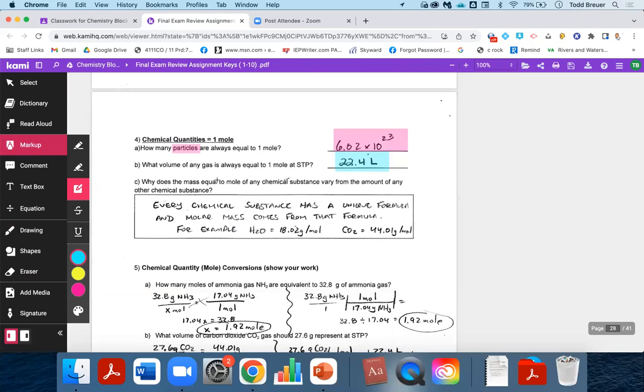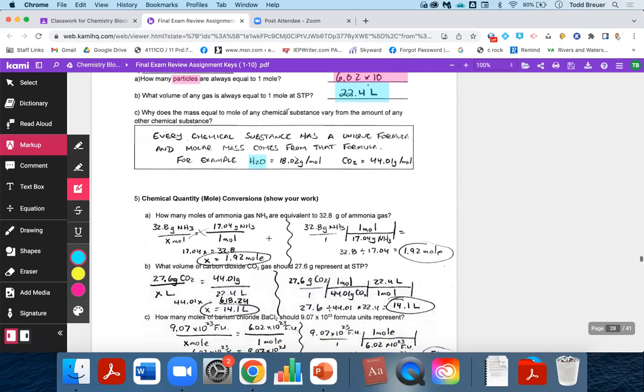And then lastly, what mass is equal to 1 mole? We call that the molar mass. For any substance it varies from the amount for any other substance, and it relates to the formula. No 2 substances are made of the same ratio of elements, and perhaps not even the same elements. So it's based on the unique formula that every chemical substance owns. For example, carbon dioxide has a molar mass that's different than water because carbon dioxide is made of a ratio of carbon and oxygen, while water is made of a ratio of hydrogen and oxygen.